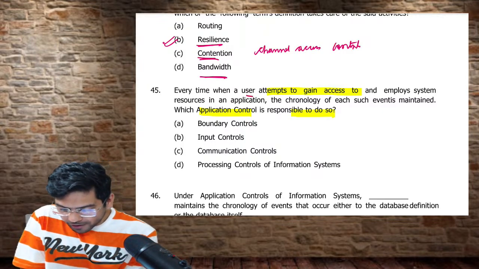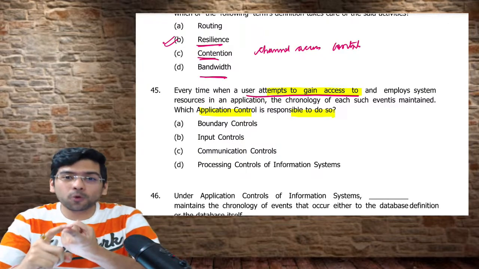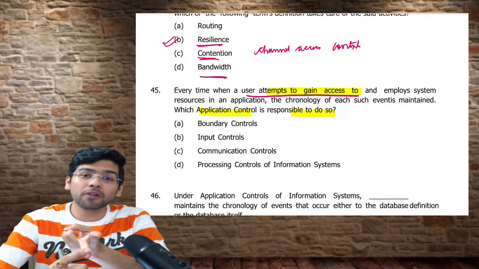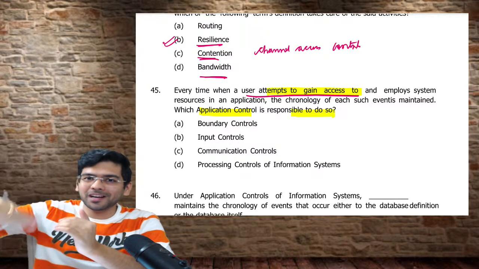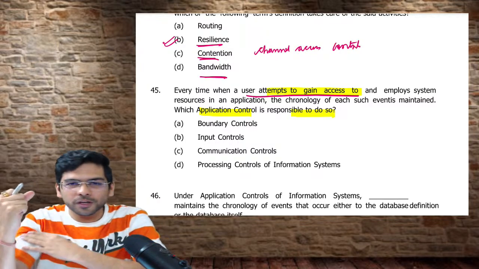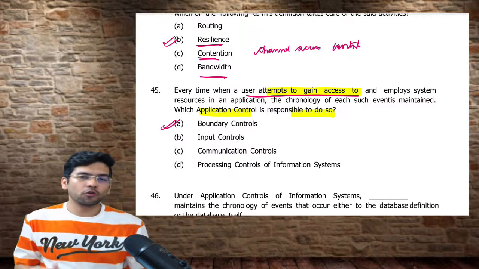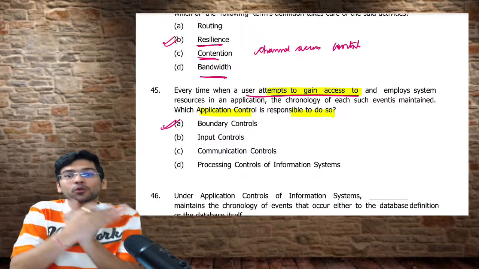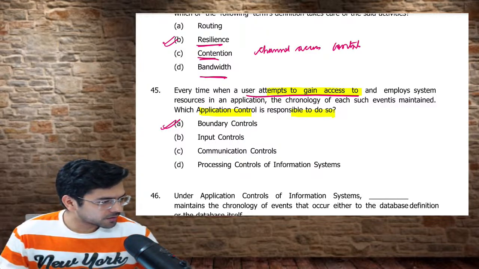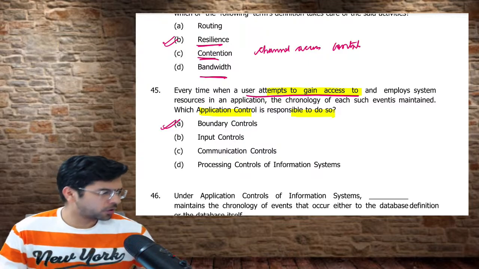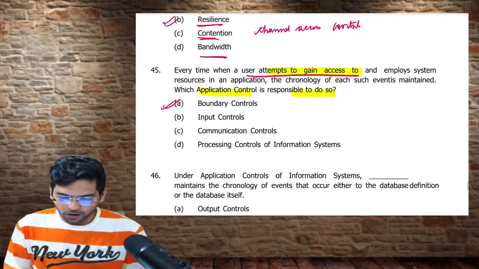Because the user is trying to gain access to the systems, everything with respect to when he tried to gain access, which device he used, the user ID, password, and the number of attempts it took to gain access will be logged. So it is a part of boundary control. Boundary means what? When a user is trying to gain access. Yes, you are correct. Harshita again, Zami, you are correct. Great. So the answer is boundary control. All right.